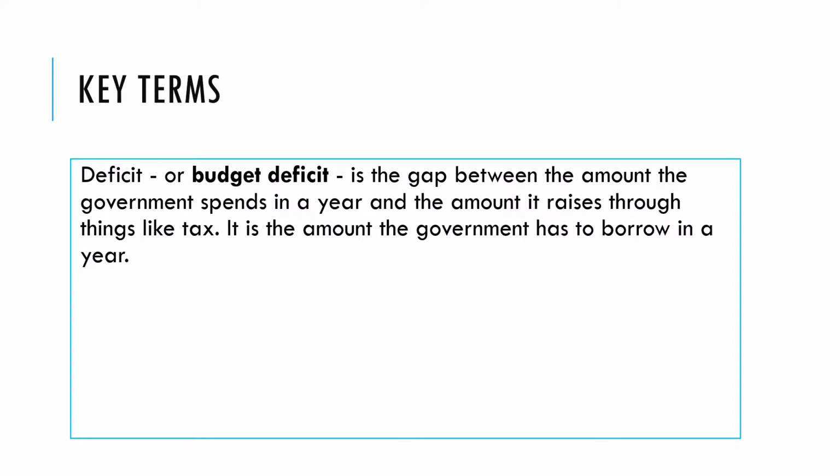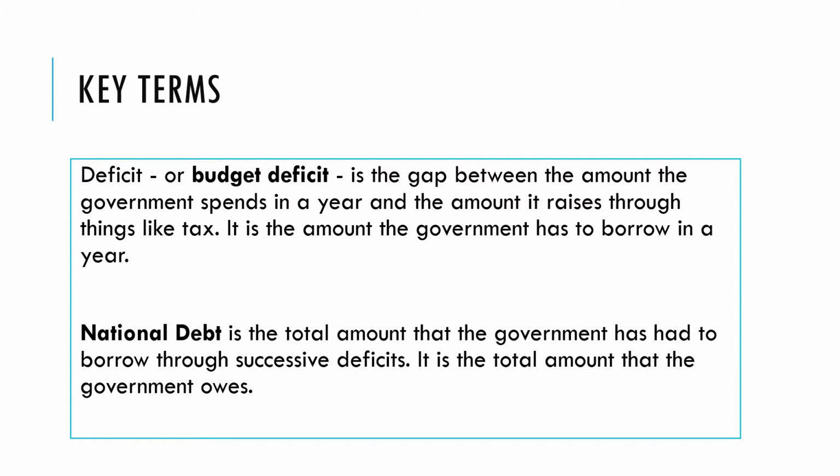So some key terms for us. The first one is a budget deficit, and that is the gap between the amount the government spends and the amount it raises through tax. This is also the amount that the government has to borrow. If they haven't got enough money coming in and they're trying to spend more, then they need to borrow from other countries, from businesses or from individuals, and this all accumulates to form what is known as the national debt. That is the total amount that government has borrowed through successive deficits. One of the negatives of the national debt is that you have to pay it back eventually, plus interest.